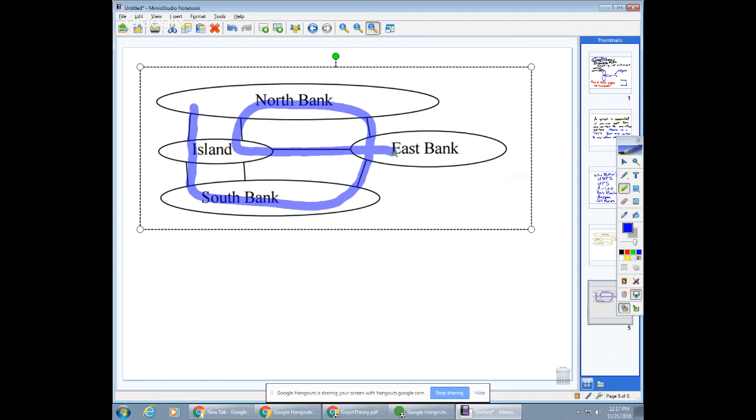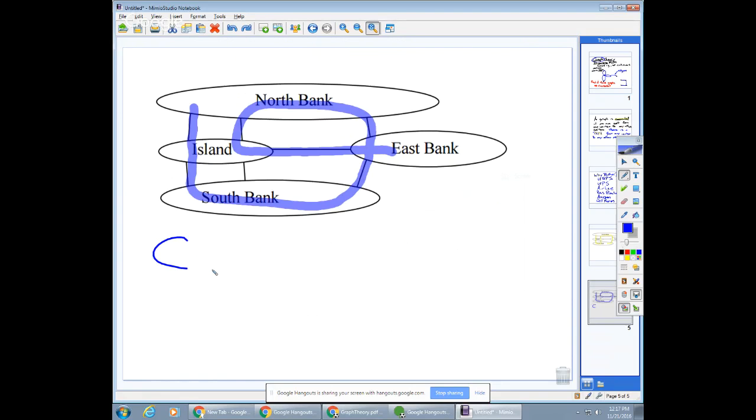Close. Okay, so Justin had a good point. There's only 3 bridges on the North Bank, right? So you can't get back. If they had 4 bridges... it turns out the problem with trying to do this is, what we're trying to do is create a circuit here. Spell circuit. There we go.